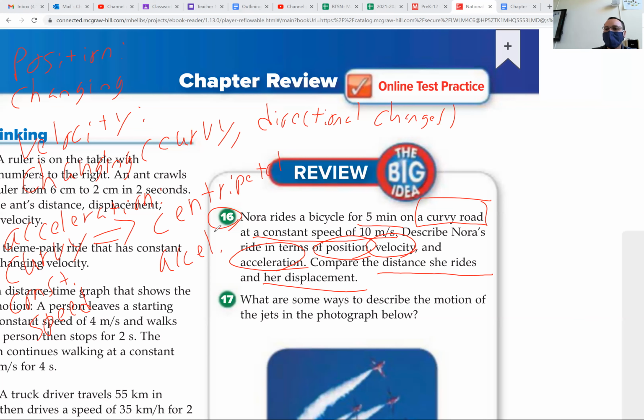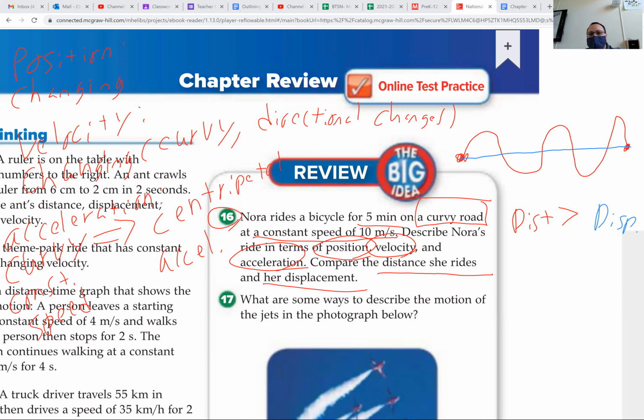And then the distance compared to the displacement. So check it out, right? The distance is outlined by the red path, okay? Starts on the left, finishes on the right. The displacement is outlined by the blue path, okay? So you can see that distance is greater than displacement, okay? Distance is greater than displacement for Nora, all right? That's what's going on there. Any questions, guys? Okay, I'm gonna go ahead and erase this. We'll head to the next question.